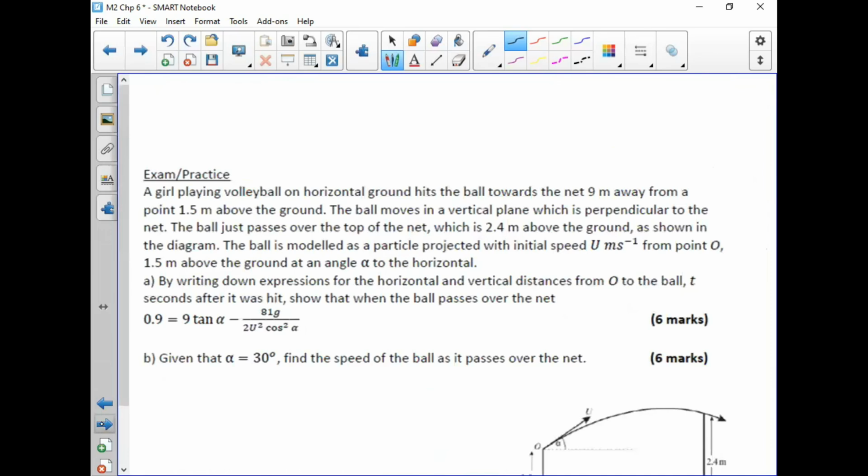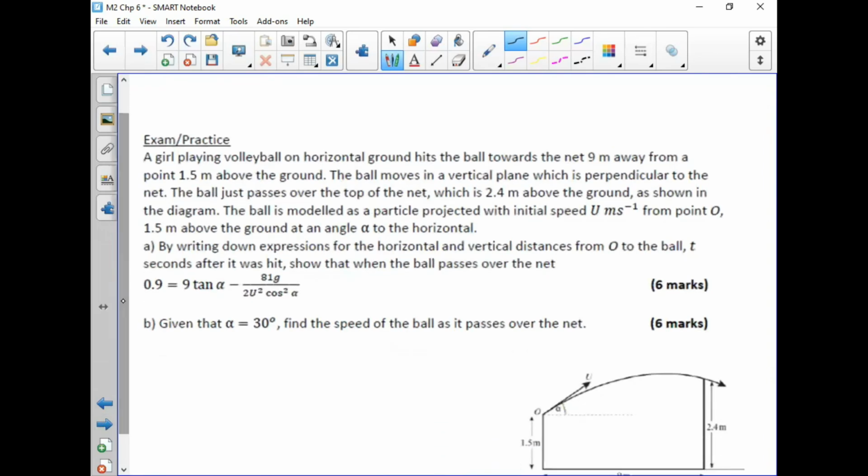Now, the last one here, the exam question, you can do as a practice. If you do it correctly, you should be able to rewrite part A as that one, so I don't have to give you the answer. For part B, if you got it right, your answer should be 10.3 meters per second. So you might want to pause the video and have a go at this question first before listening to my explanation.